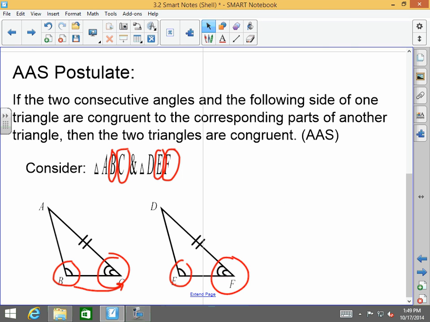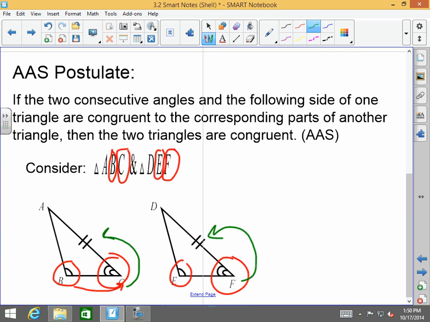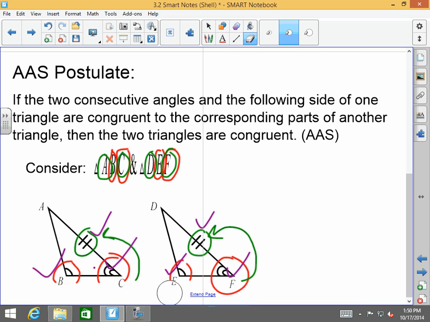Okay? And then if we continue in that manner, it takes us to these two sides, which are AC and DF. AC and DF are not only corresponding, but they are also congruent. So I have angle, angle, side. Okay? I have angle, angle, side. And if we look at this again, I'm going to clear this up for you.